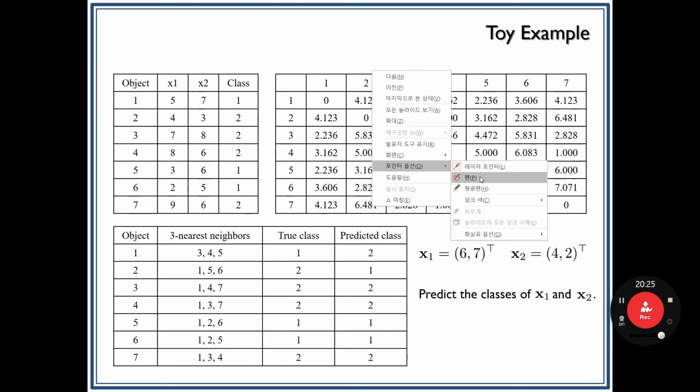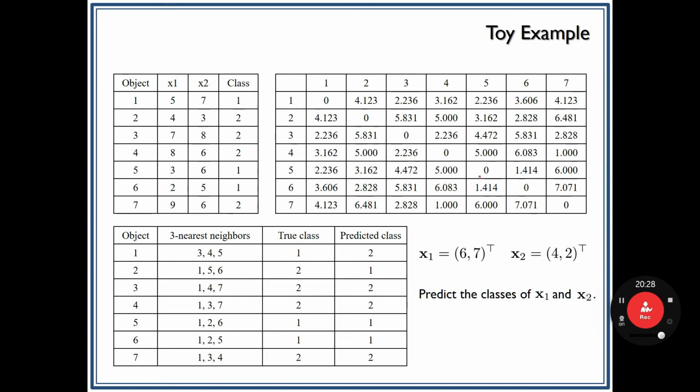And then let us say that we choose 3 for k. Then the 3 nearest neighbors of the first object are objects 3, 4, and 5, because object 3, object 4, and object 5 have the smallest distances. And then we take a look at their class labels. Object 3 has class 2, 4 has class 2, 5 has class 1. So by the majority voting scheme, we predict the first object as class 2.